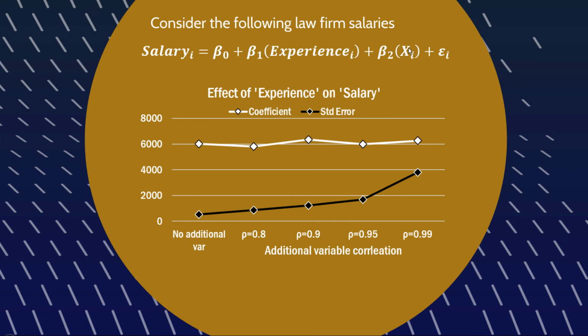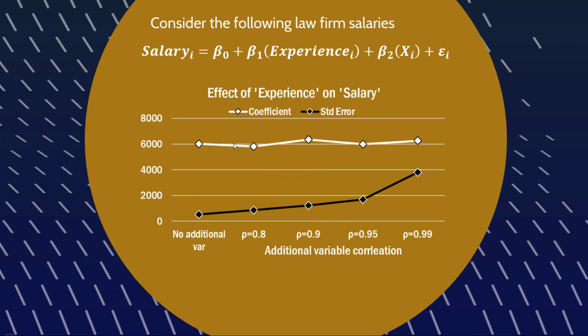And when you get to 0.95 with this correlation between X and experience, the standard error is starting to creep up a little bit. And this is starting to become of borderline significance. I think the p-value at this point is around 0.02. And finally, when we ramp up the correlation so that it's 0.99, so that's when X and experience are very highly correlated, you can see the ramp up in the standard error now.